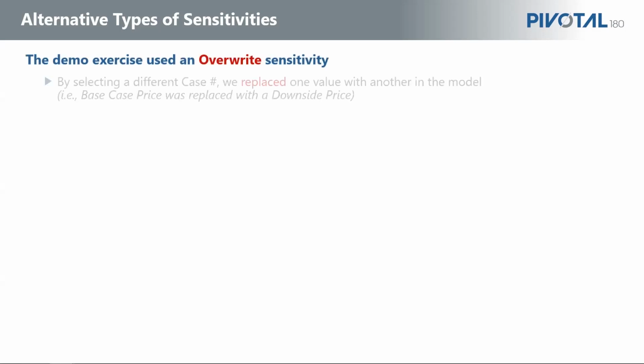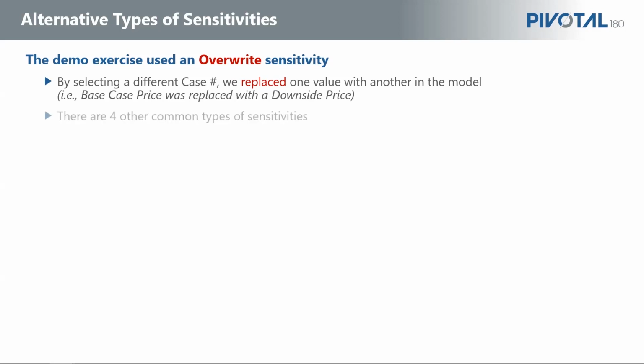Stepping out of Excel for a minute, I want to point out that the kind of sensitivity that we've been running in our demo is what's called an overwrite sensitivity. Effectively, what we've done is replacing one value with another in the model. As we moved from our base case to our upside case to our downside case, we were simply substituting a different value for revenue or for cost. This is an excellent practice, but it is by no means the only practice that one can use for sensitivities. And there are 4 other versions that are worth mentioning.